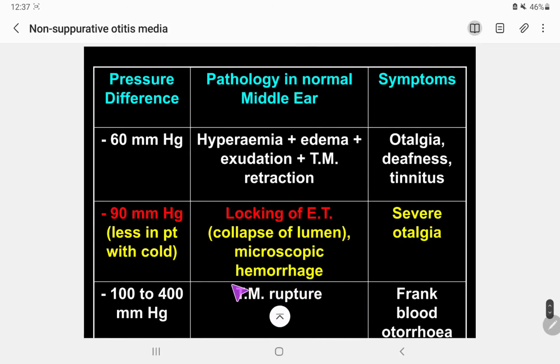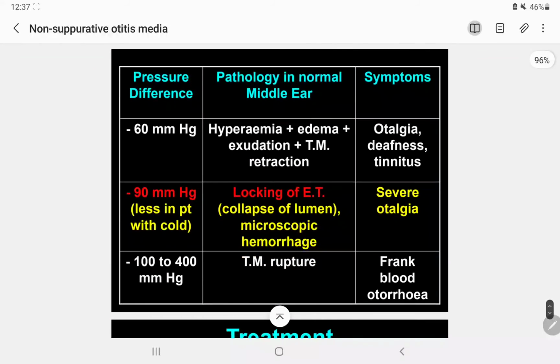So we have a chart of the pressure difference, the pathology in the middle ear, and the symptoms. If there is a pressure difference of -60 millimeters of mercury, then we can have hyperemia plus edema plus exudation plus tympanic membrane retraction.